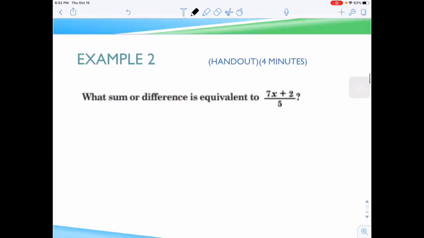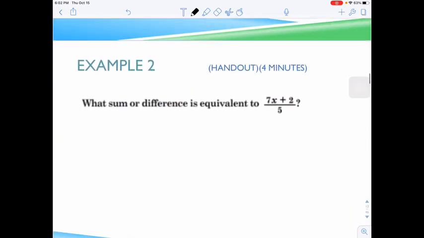So example 2 says, what sum or difference is equivalent to (7x plus 2) over 5? What this is asking us to do is take this fraction and split it into two fractions so that we have a sum or a difference in between the fractions. Now, the book does this in a very complicated way. If you remember learning about fractions, you can only add or subtract fractions if they have a common denominator. So we're going to keep this denominator of 5 and then just go ahead and split these two up.